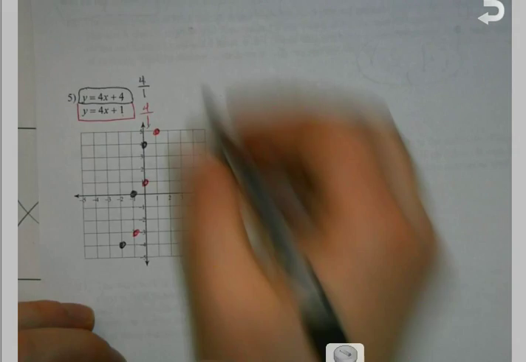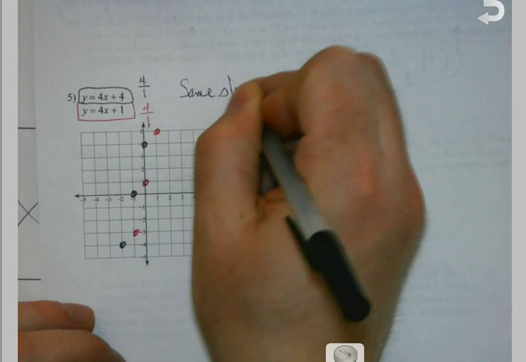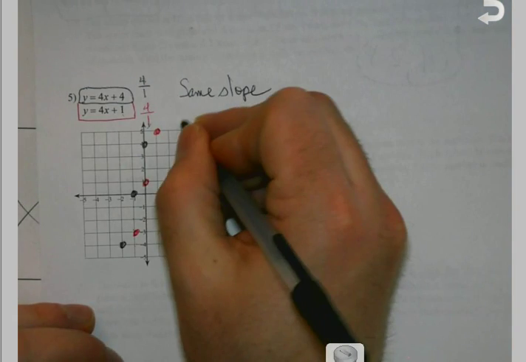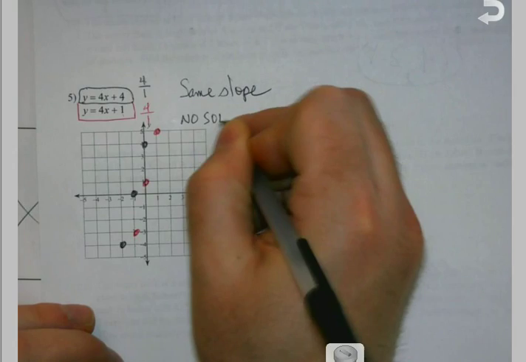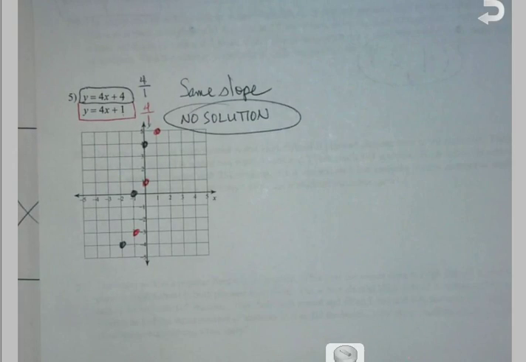The reason for that is they have the same slope. And we talked about that before. If they have the same slope, they're not going to cross. So if they never cross, or if they have the same slope, and I notice that right away, I could just say, oh, same slope, no solution, I'm done. Probably could even get away with that without graphing them. But it's good practice to be able to graph them too.